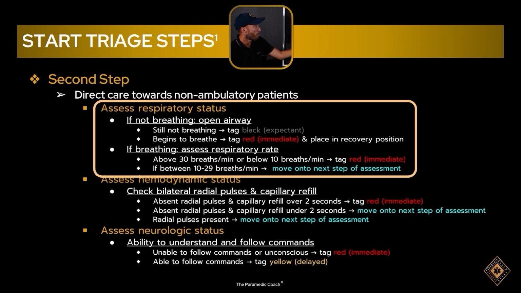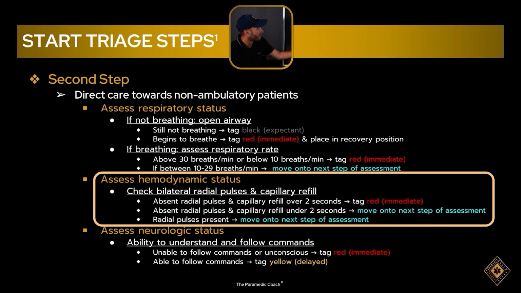If you walk up and they are breathing, assess the respiratory rate. Really slow, really fast, tag red. Fine, you can do recovery position too, no problem. If they're between 10 and 29 breaths a minute, they move on. They might be yellow, okay? Now we're going to assess hemodynamics, pulse and cap refill. If there's no pulse, there's no cap refill, whoops, you're red. I'm sorry, not no cap refill, excuse me. I'm going to redo this. Ready? 3, 2, 1. So, you just might be yellow if you get the chance to move on to assess hemodynamic status.